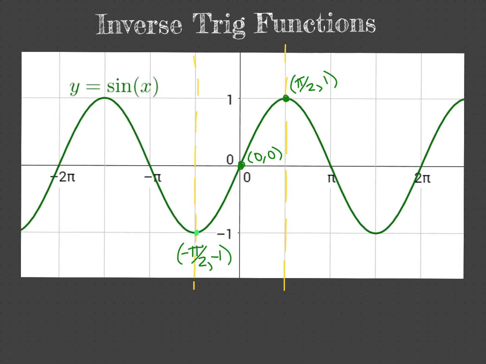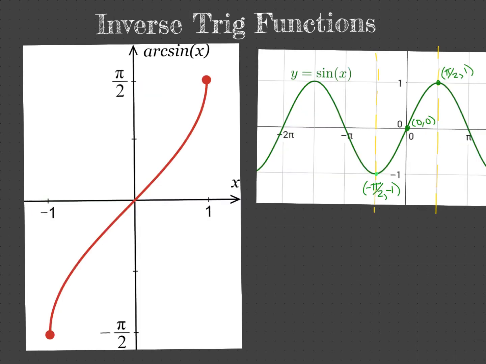Here are 3 points that are on this section of the sine curve. Then we know if we swap those 3 points, we can create our arcsine function. Here it is, the inverse sine function, otherwise known as the arcsine function. Well, we can see that those 3 points are on our curve.